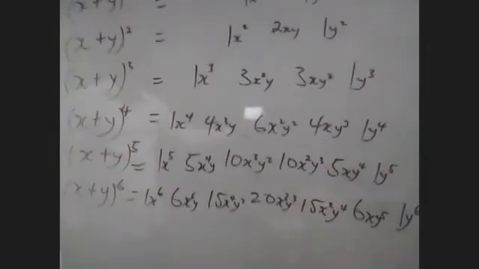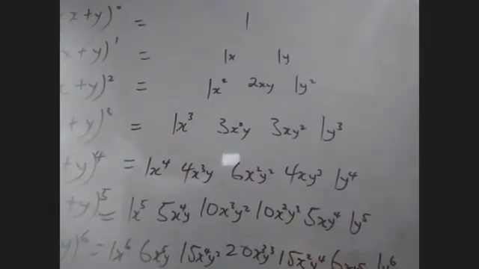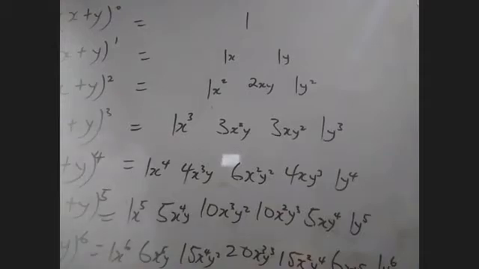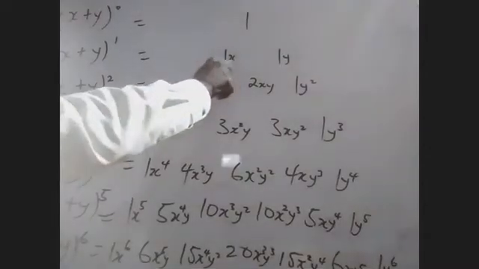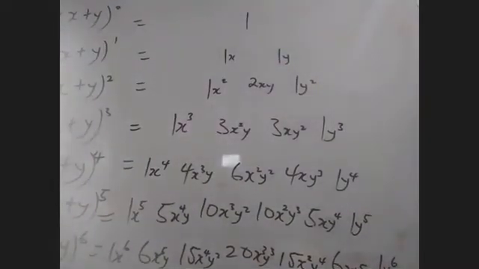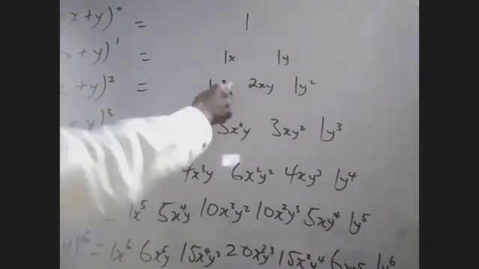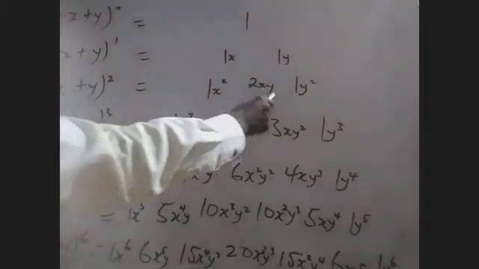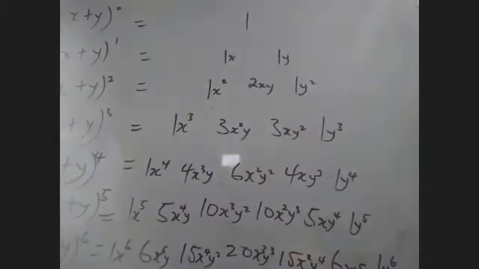I want us to observe something on the board. Let's observe this. The first coefficient is 1. Anything raised to the power of 0 is 1. When you multiply the x raised to the power of 1, you have 1x, 1y. Then x plus y raised to the power of 2. The first one will be 1x raised to the power of 2. Then you have 2xy, 1y raised to the power of 2.